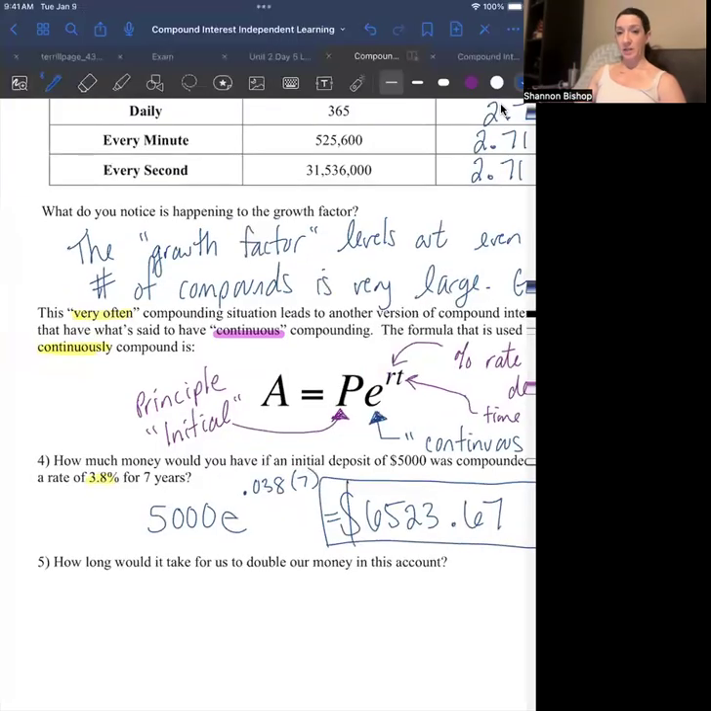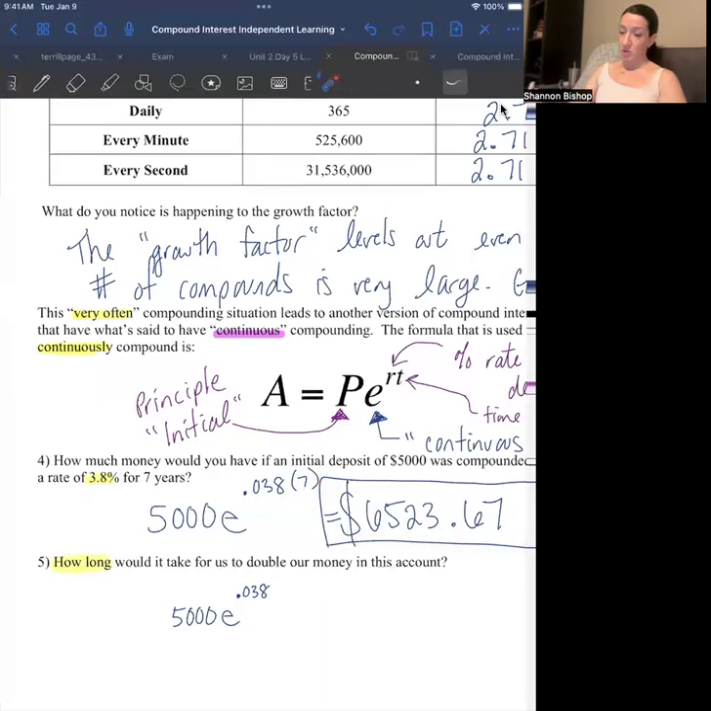Okay, last but not least, question 5. How long would it take us to double our money in this very same account? Okay, so I'm still going to invest $5,000. It's still growing continuously at a rate of 3.8%, except this time, how long does it take? I don't know how long it takes. It's not going to be 7 years. In fact, I already know it's going to take longer than that. I'm not going to double my money in 7 years. Nope, it takes longer. How much longer?